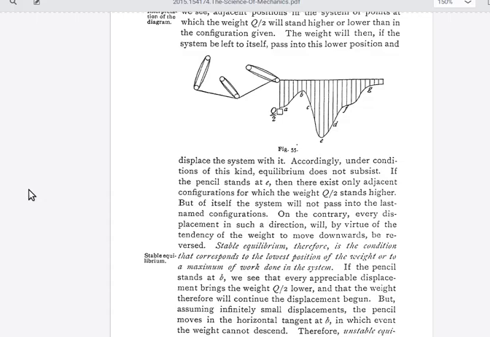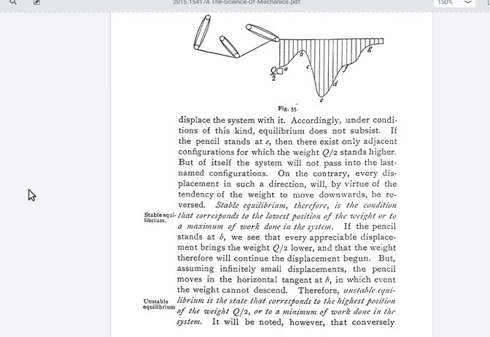If the pencil stands at B, we see that every appreciable displacement brings the weight q over 2 lower, and that the weight therefore will continue the displacement begun. But assuming infinitely small displacements, the pencil moves in the horizontal tangent at B, in which event the weight cannot descend. Therefore, unstable equilibrium is the state that corresponds to the highest position of the weight q over 2, or to a minimum of work done in the system. It will be noted, however, that conversely, every case of equilibrium is not the correspondent of a maximum or a minimum of work performed.